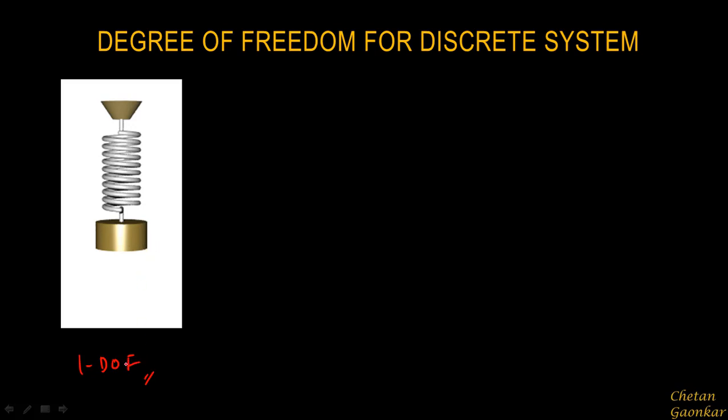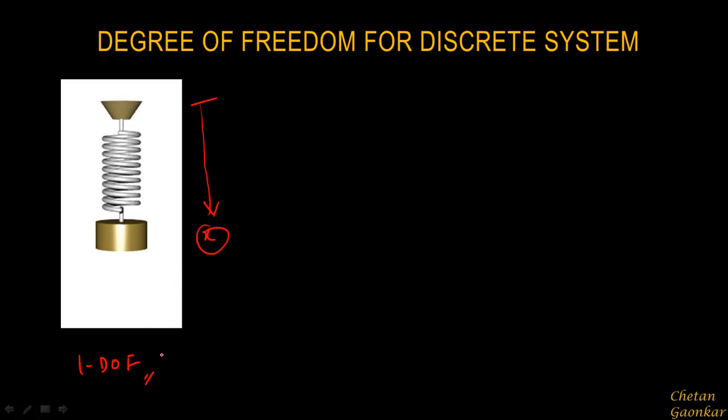Now why do we call it a 1 degree of freedom system? Because at any given time we require just one coordinate, right? From this position we require just one coordinate to define the position of this entire system. So therefore we call this kind of system a 1 degree of freedom system.